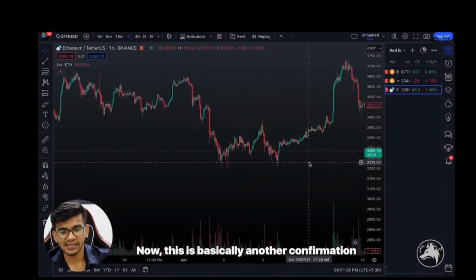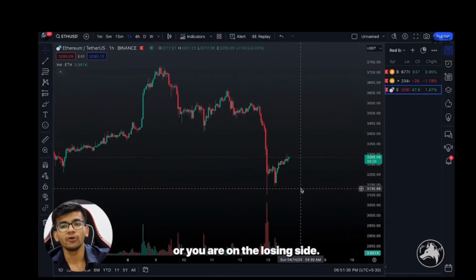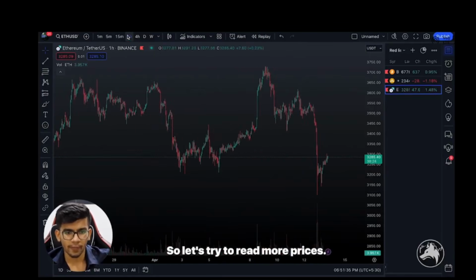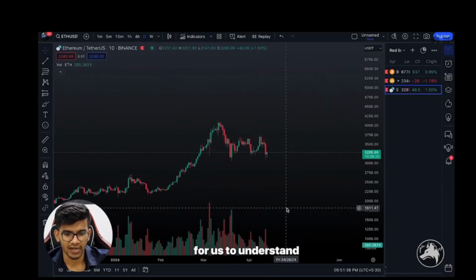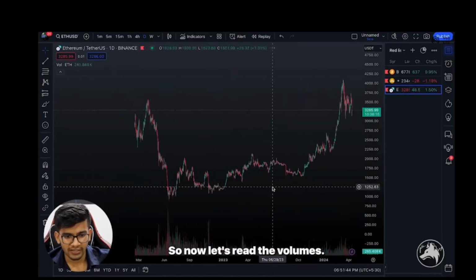Now, this is basically another confirmation for you to understand whether you are on the winning side or you are on the losing side. So let's try to read more prices. Let's go on to daily time frame. Daily time frame is the perfect example for us to understand what exactly is happening over here. So now let's read the volumes.